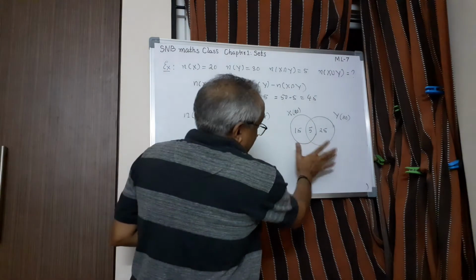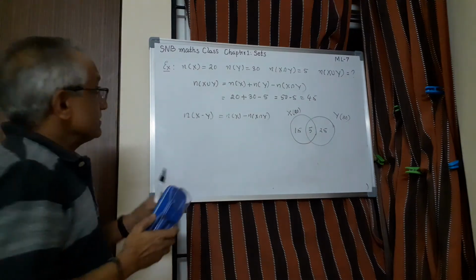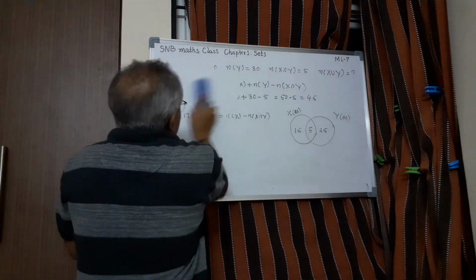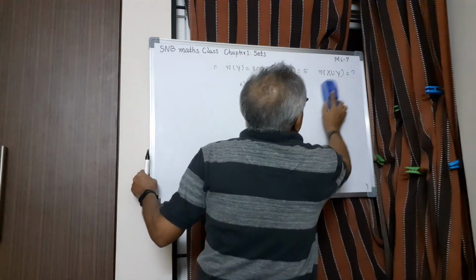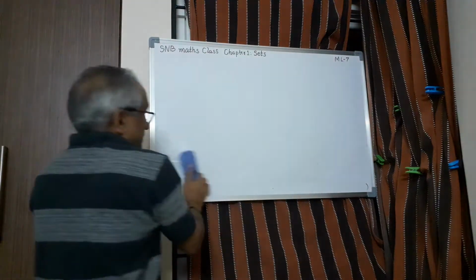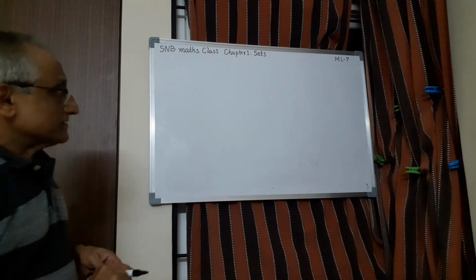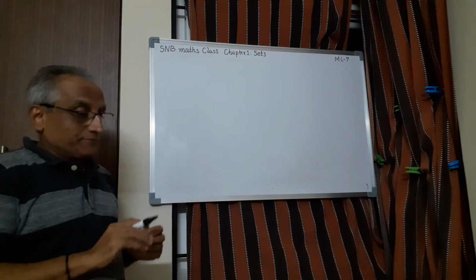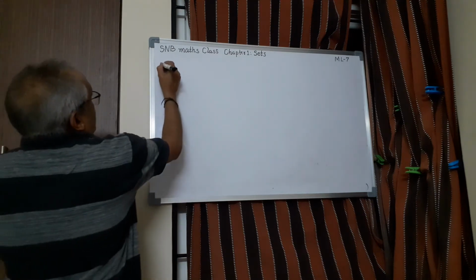Sometimes you have to use a Venn diagram. Sometimes directly also you can do it. Let me give one or two simple examples today. And then in the next class we shall take the examples, that is in the supplementary lessons. Next example is this.